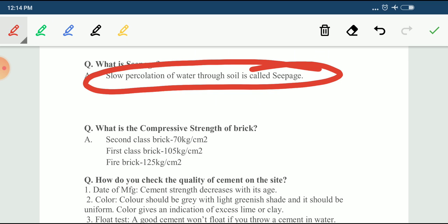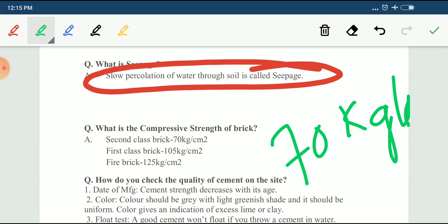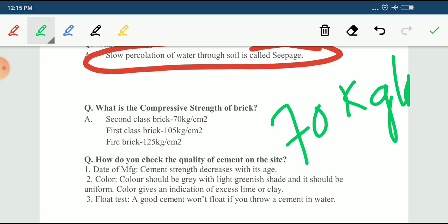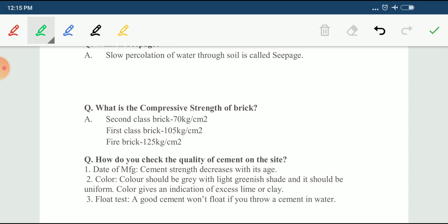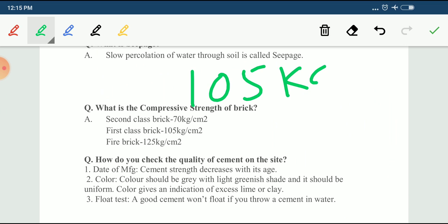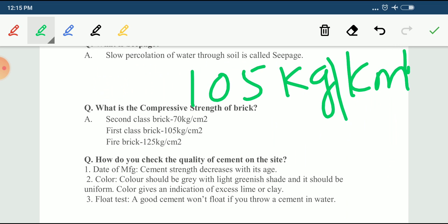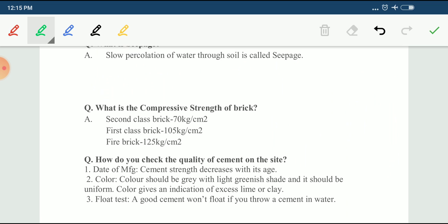Next, what is the compressive strength of brick? For second class brick, that is 70 kg per centimeter square. For first class brick, that will be 105 kg per centimeter square. For fire brick, it will be 125 kg per centimeter square. You have to remember, for second class brick it will be 70, and for first class brick it will be 105 kg per centimeter square.